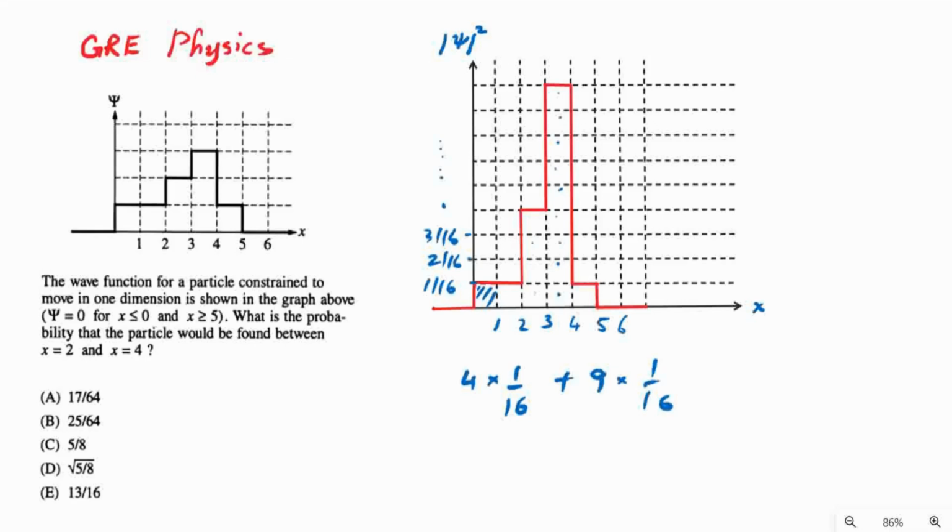So how much is the total area now? This makes it 13 by 16. And this is your answer, E.